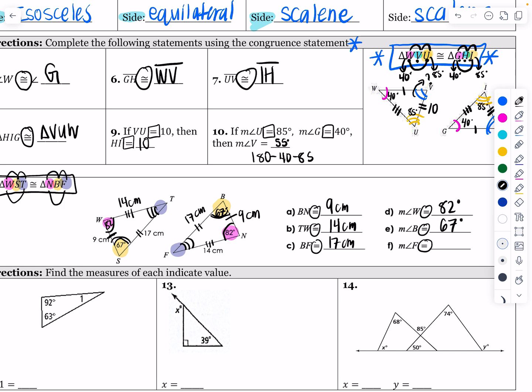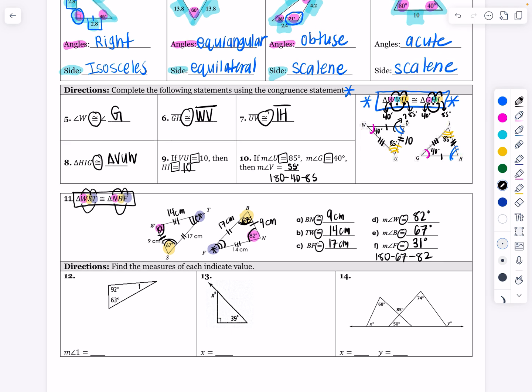We have to do a little bit more math for angle F. How do I find angle F? Angle F, I'm going to do 180 minus the 67, rip that angle off, minus the 82. And so we're going to do 180 minus 67 minus 82. That gives me 31 degrees. So each of those would be equal to 31 degrees. That does look like an acute angle, so now that I'm doing some good math there. So if that one's 31 degrees, angle T would also be 31 degrees.